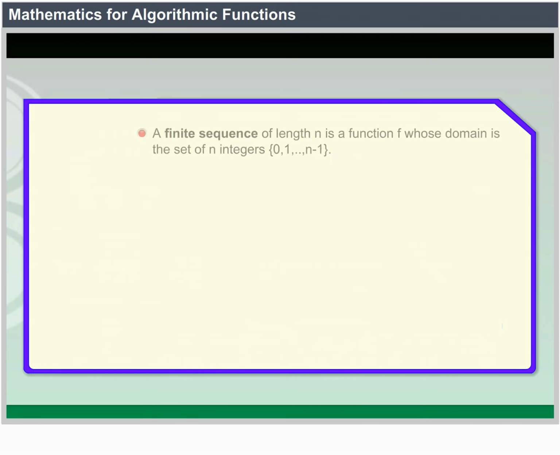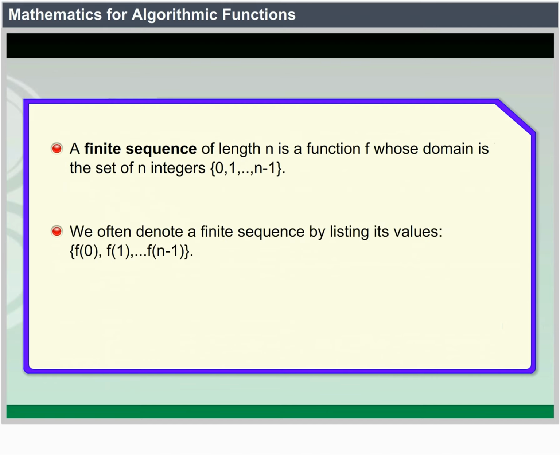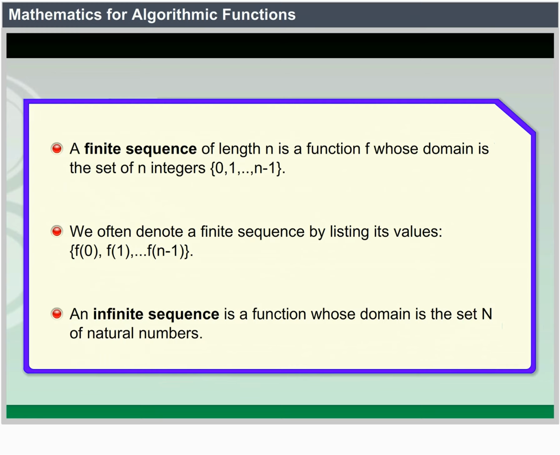A finite sequence of length n is a function f whose domain is the set of n integers 0, 1, up to n minus 1. We often denote a finite sequence by listing its values f of 0, f of 1, up to f of n minus 1. An infinite sequence is a function whose domain is the set N of natural numbers.